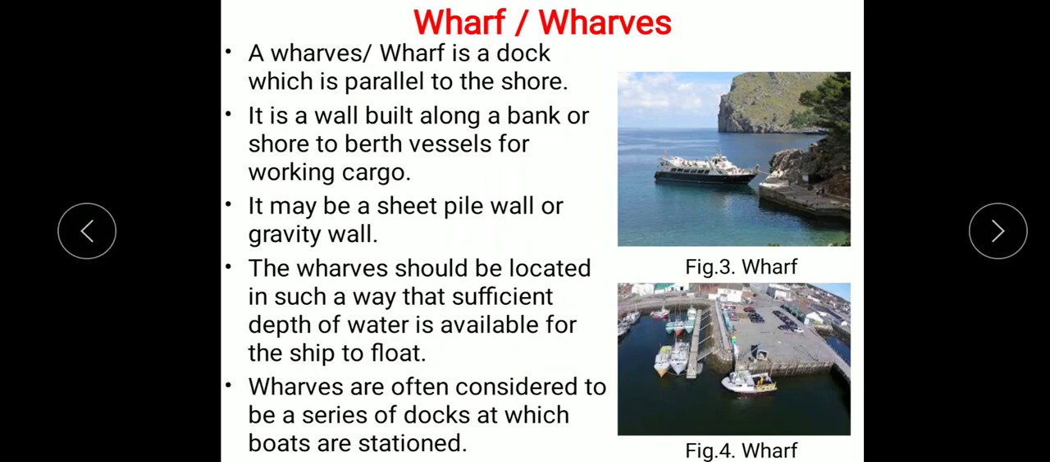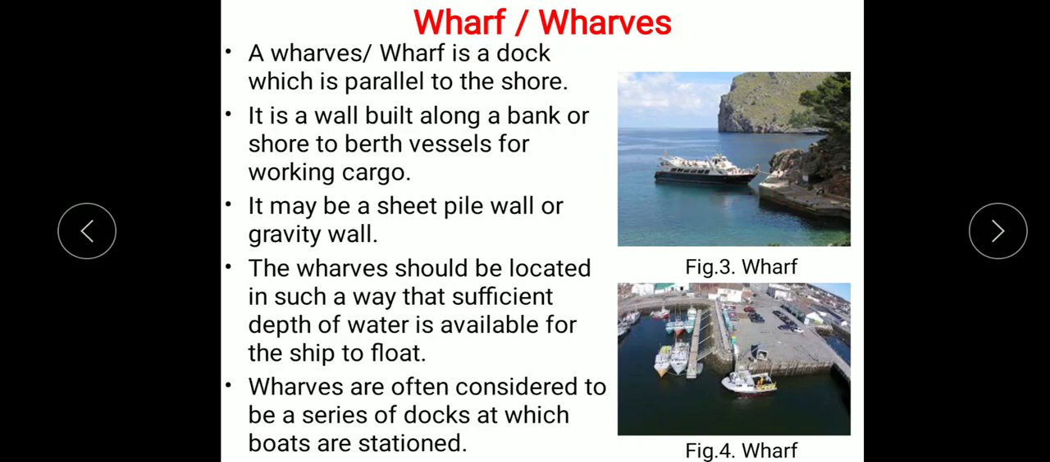Here figure 3 shows a wharf, which is a gravity wall. We can see this is a gravity wall and it is parallel to the shoreline, and this ship is berthed or tied to this structure. The wharves should be located in such a way that sufficient depth of water is available for the ship to float near the structure.